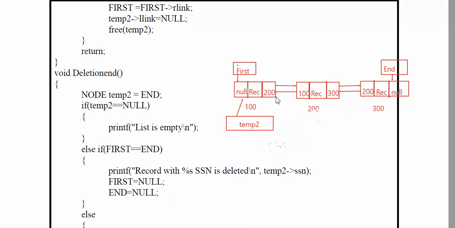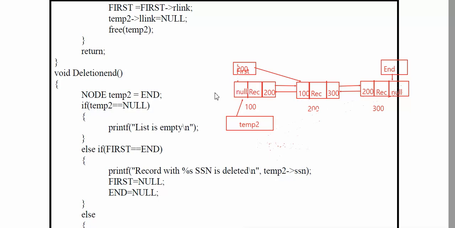What is there in the R link? R link has the address of the next node. So I'll be taking out the address from the first node. So I'm assigning here the address as 200. This will be assigned with the value 200. That means first will now be pointing to this particular node. That means first R link will be pointing to this particular node, and make temp2 L link equal to null, and free the temp.